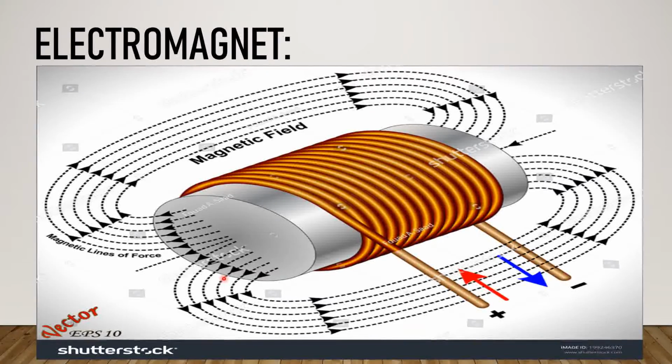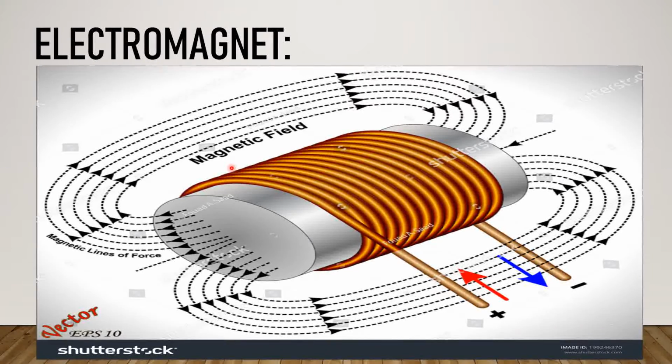The most common type of electromagnet used is a solenoid. As you can see here, this is a solenoid. This is a cylindrical electromagnet which is prepared by winding a long insulated wire around a soft iron core.